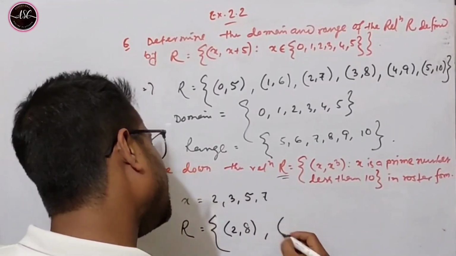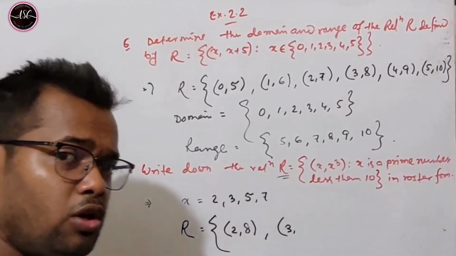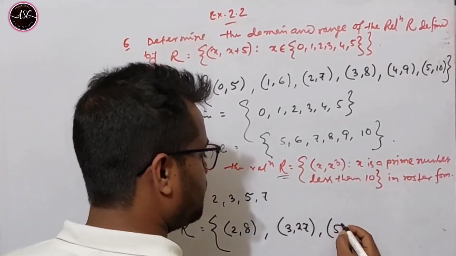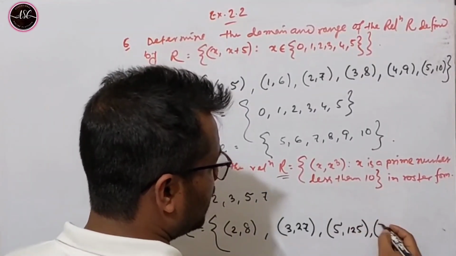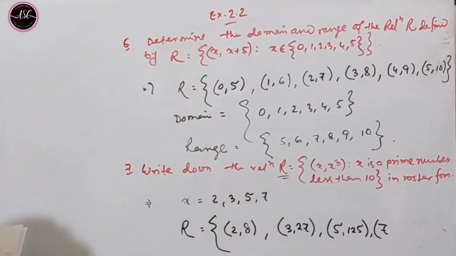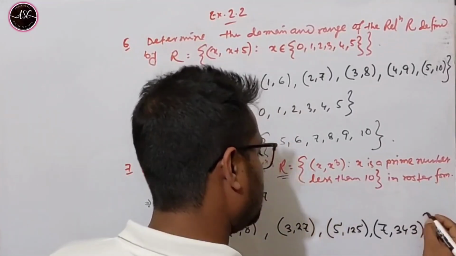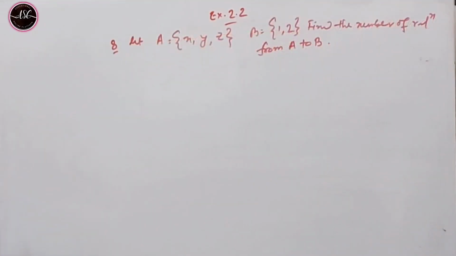Okay. Then x equal to 3, then 3 cube equal to 27. If x equal to 5, then 5 cube equal to 125. If x equal to 7, then 7 cube equal to 343. This is the relation in roster form. Okay. Then look at this question.